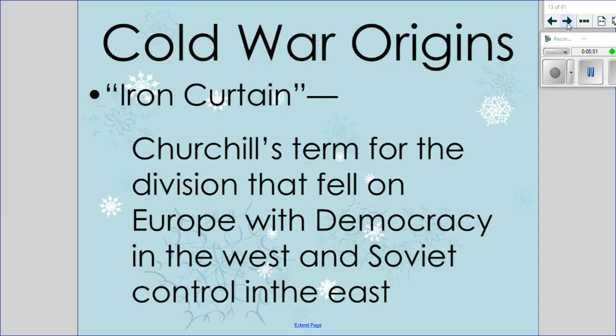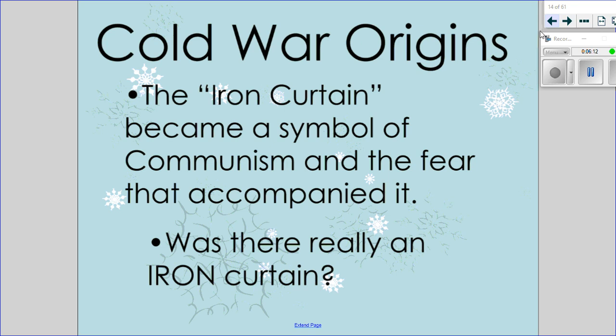Okay. So Churchill makes a famous speech in which he says that across the ancient states of Europe, an iron curtain has descended. And behind the curtain is the Soviet Union. Churchill's term for the division that fell in Europe with democracy in the West and Soviet control in the East. So the Iron Curtain becomes a symbol of communism and the fear that accompanied it. Was it really an Iron Curtain?